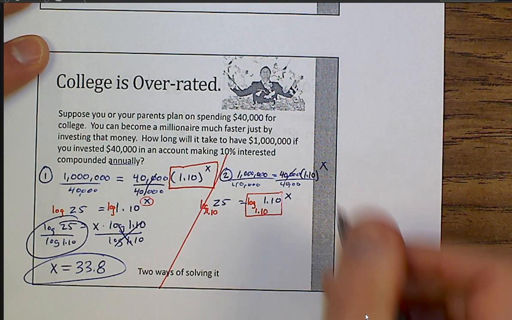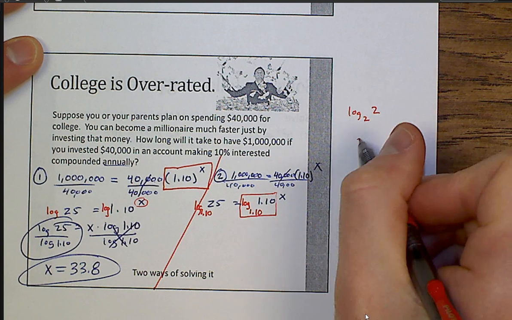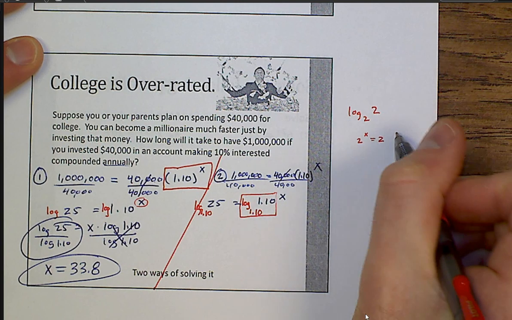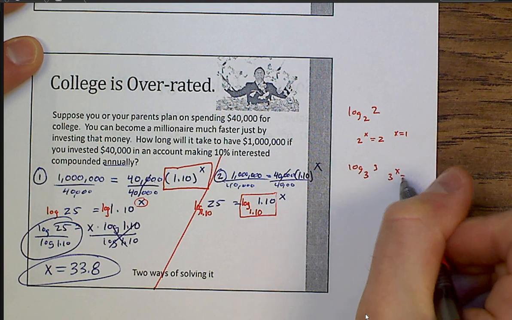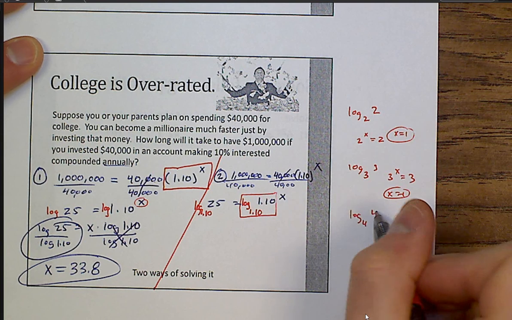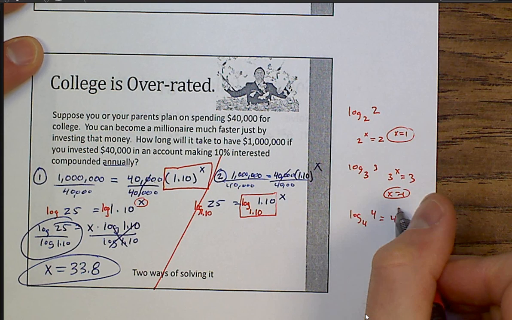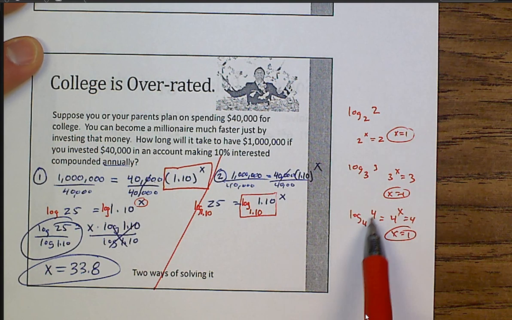Let's take another example off to the side. What's log base 2 of 2? Well, that's 2 to what power gives you 2? That's always going to be 1, right? Let's go log base 3 of 3. That would be 3 to the x equals 3. x equals 1. What are you noticing here? Log base 4 of 4. That's 4 to the x equals 4. That's x equals 1. So anytime you have a log base and it's the same number, it's always 1.